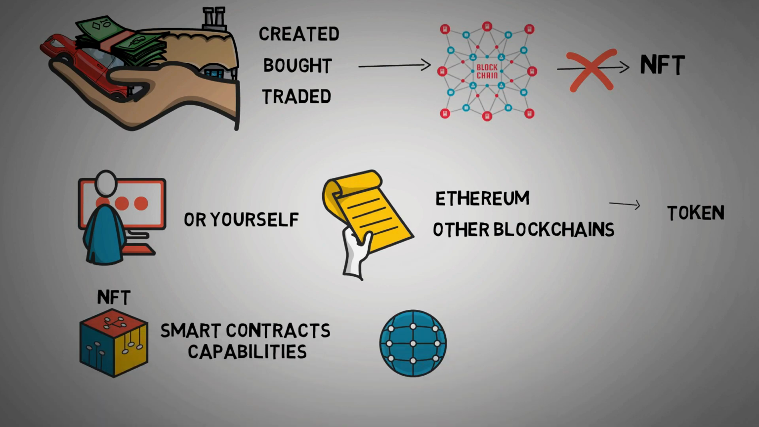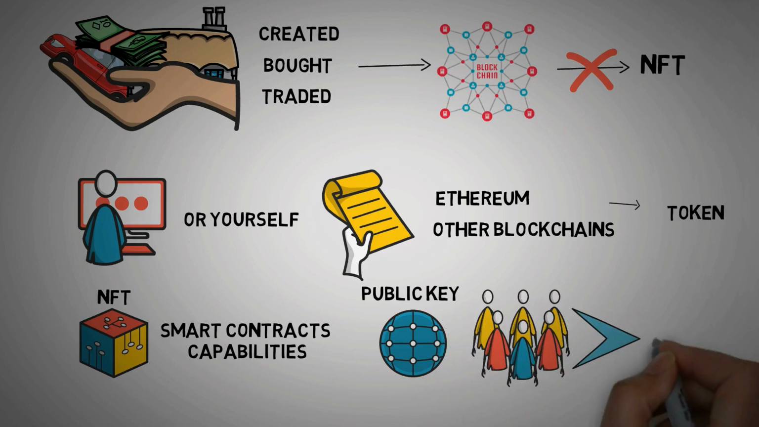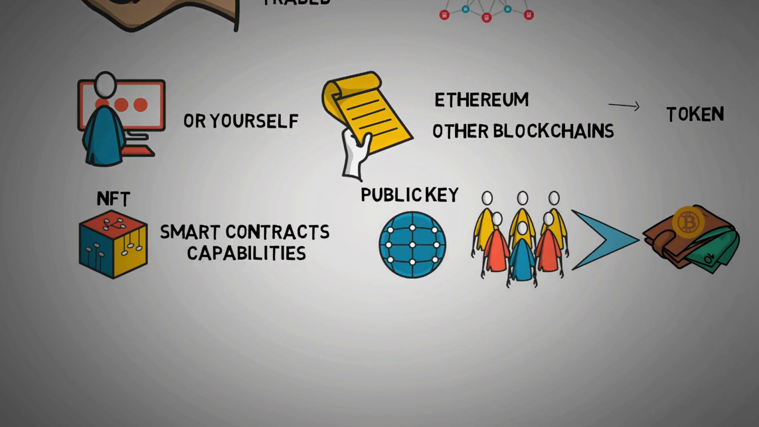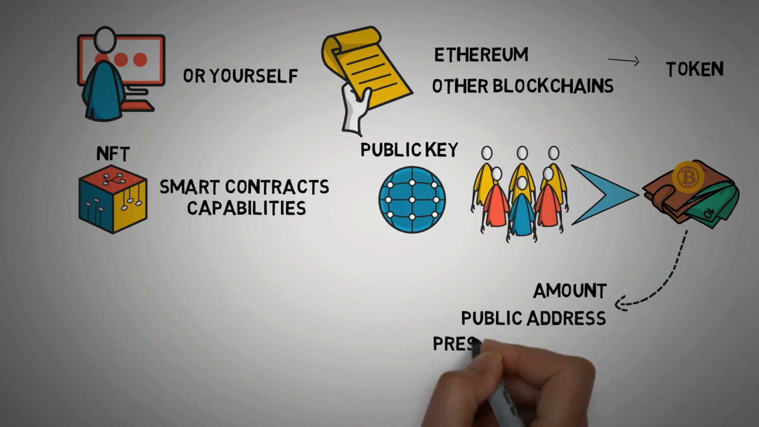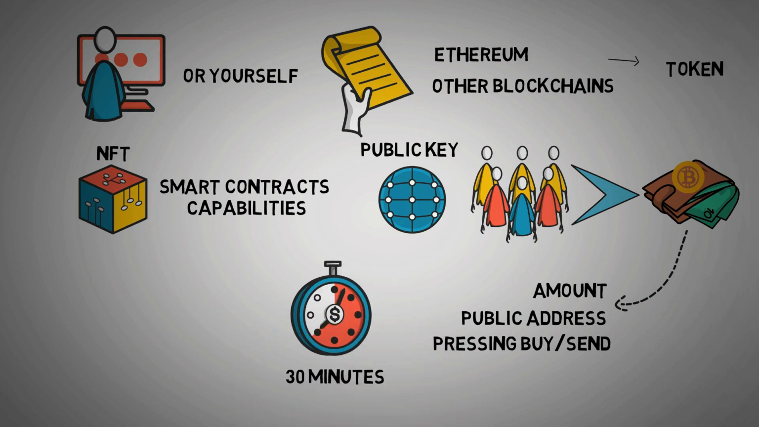The public key is then made known to the world, and thus anyone with your public key can send you tokens. Sending a token is easy via a wallet, simply by entering the amount, putting in your public address, and pressing buy/send. Tokens are not sent immediately as there is a delay before they are mined into the network. It can take about 30 minutes for Ethereum's network.